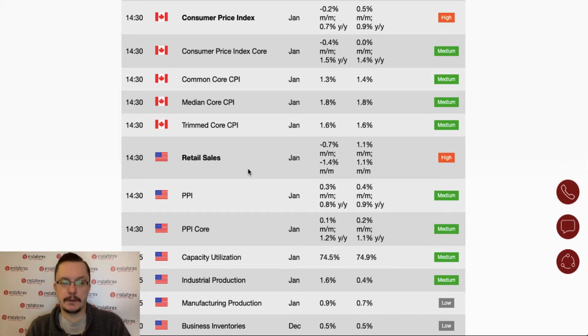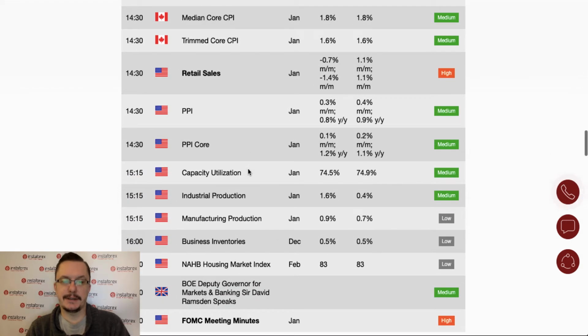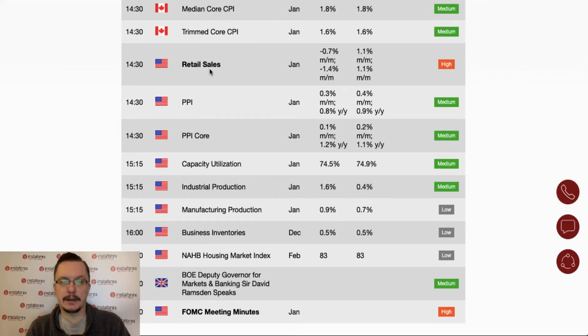From United States, we got another bunch of data. As you can see here, we got retail sales scheduled for release at 2:30. The retail sales again are expected to increase from minus 0.7 to 1.1%. We got the PPI core released at 2:30 as well. Quarter past 3, capacity utilization and industrial production data are scheduled for release. Then we got manufacturing production and the business inventories.